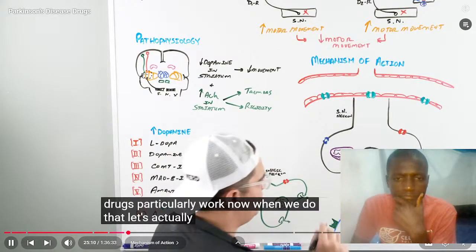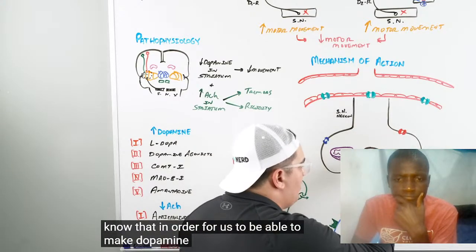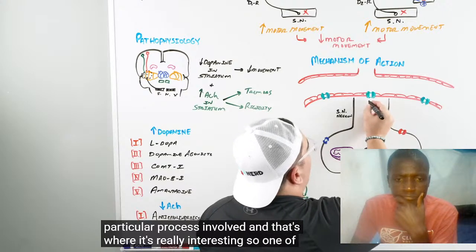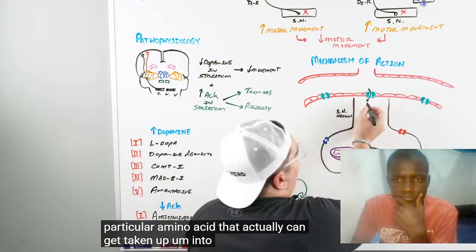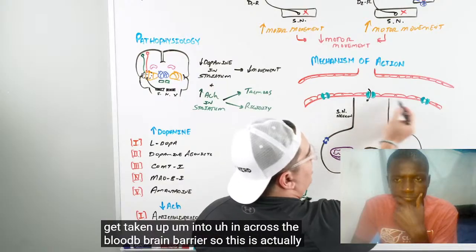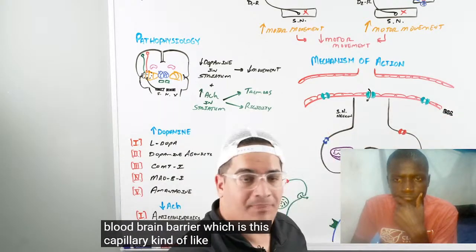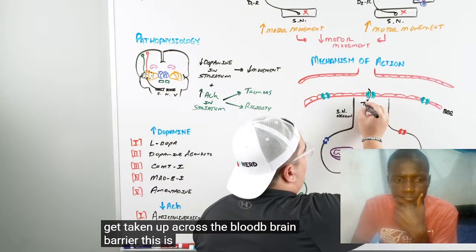Now when we do that, let's actually zoom in here. We know that in order for us to make and release dopamine, there's a particular process involved, and that's where it's really interesting. One of the things that happens is we have a particular amino acid that can get taken up across the blood-brain barrier. This is representing your blood-brain barrier, which is this capillary-like structure. One particular amino acid can get taken up across the blood-brain barrier, and this is called tyrosine.